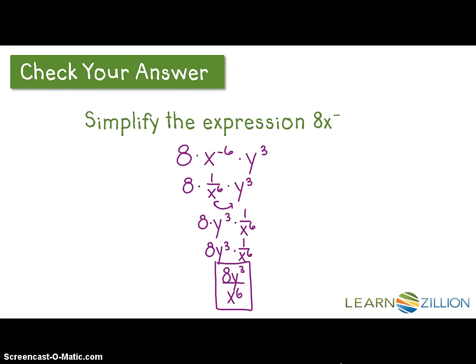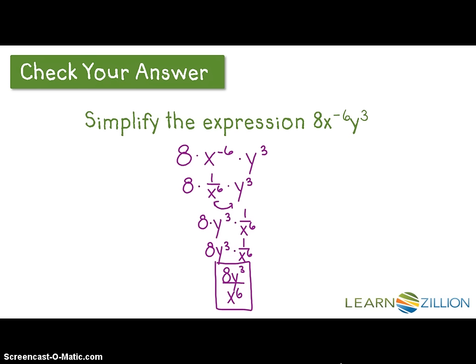And so here we have the answer. To simplify this expression, we first break each term apart with multiplication. So we have 8 times x to the negative 6th power times y to the 3rd power. The only base that has a negative exponent is the x. So that's the only factor here that needs to be simplified. And so we simplify x to the negative 6th power by taking 1 and dividing by x to the positive 6th power.